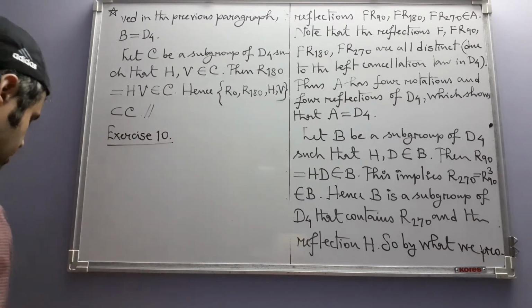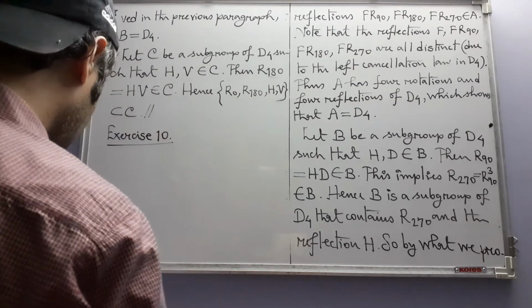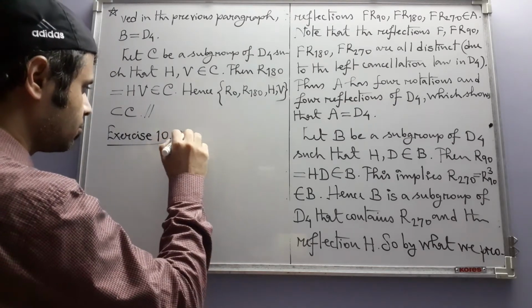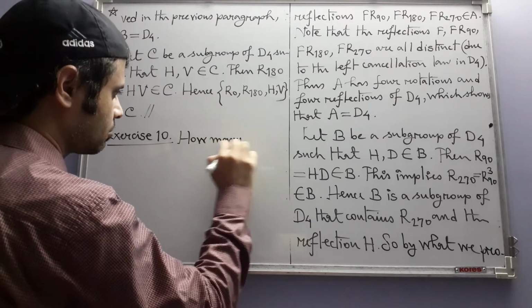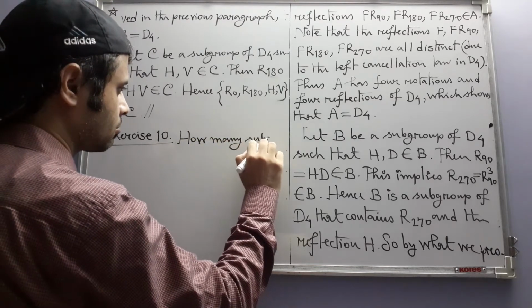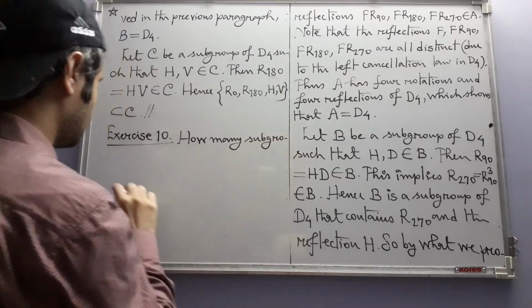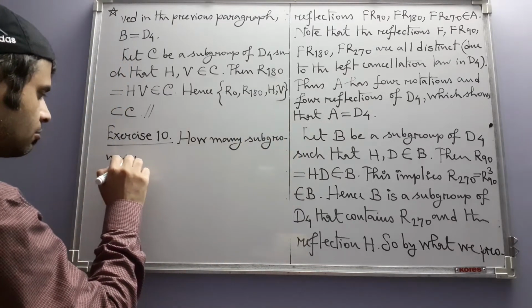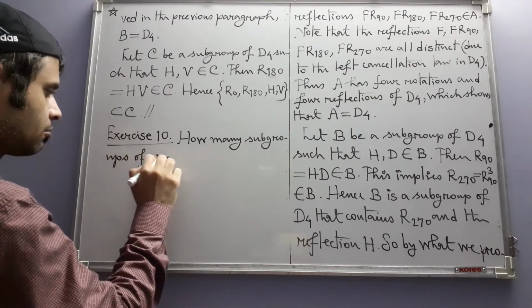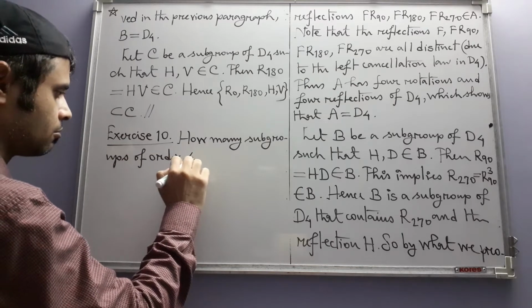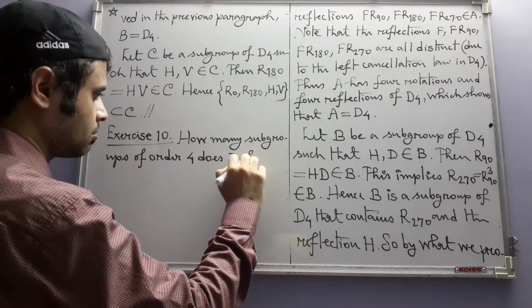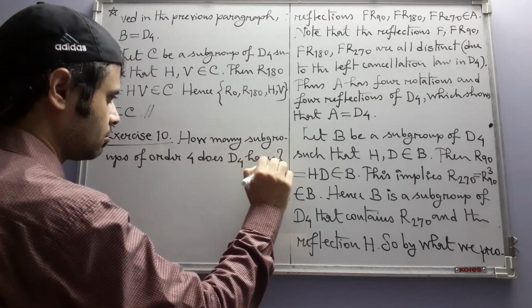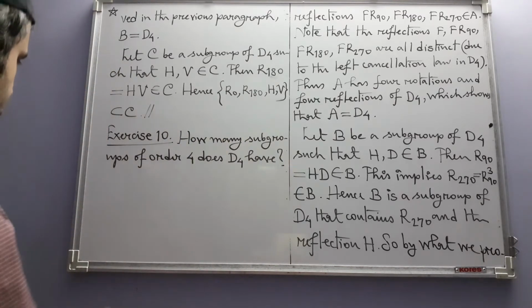Then exercise 10. How many subgroups of order 4 does D4 have?